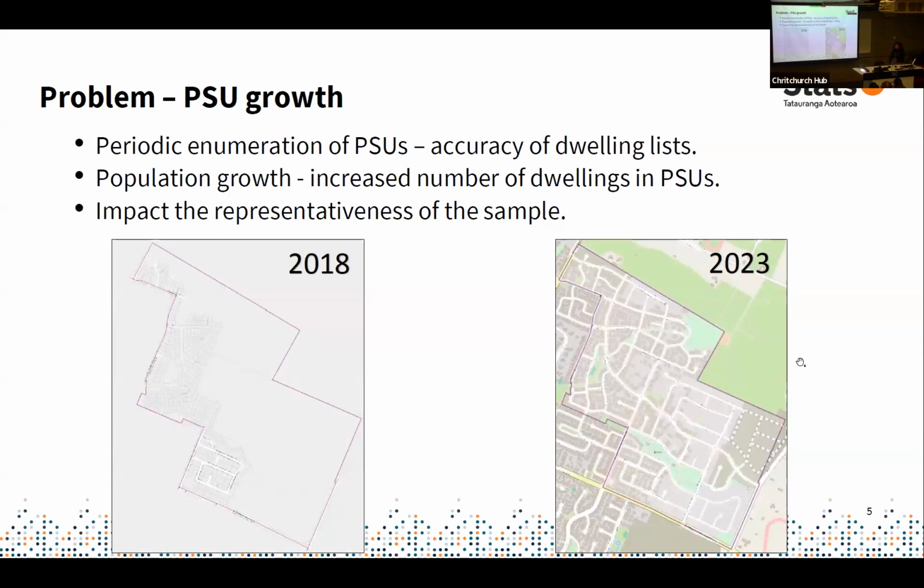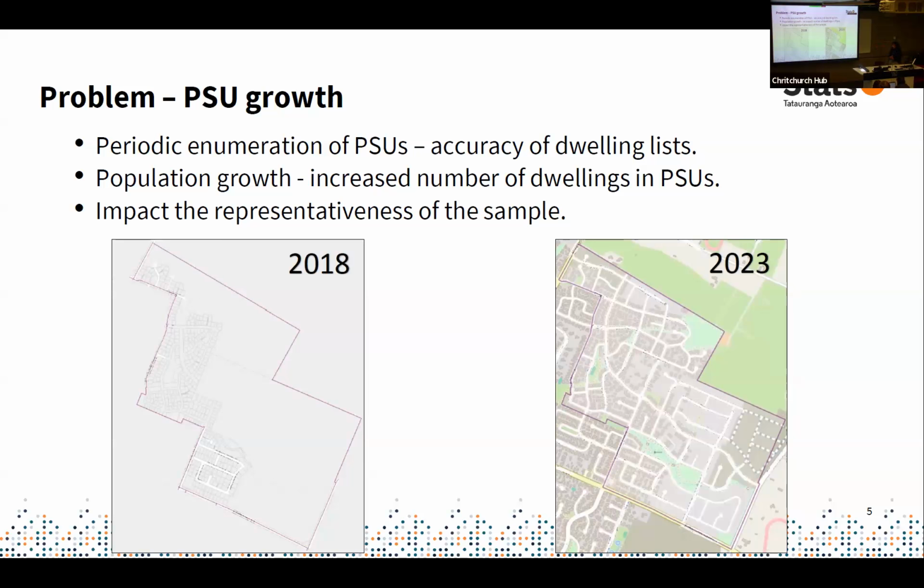Now the problem that we encountered was that we do periodic enumeration in HLFS to maintain the dwelling list so that it's accurate. With the large population growth, as we are aware of in New Zealand, we had an increased number of dwellings in the PSUs, which impacts the representativeness of the sample. If you look at the graph on the left, which says 2018, it's a region which had all the enumeration in one corner, leaving the rest of the paddocks and fields. That area was not used at all. By 2023, you can see the streets and the houses and the development up there.